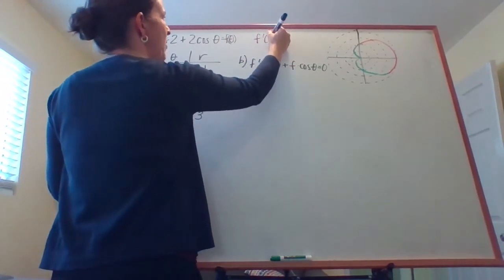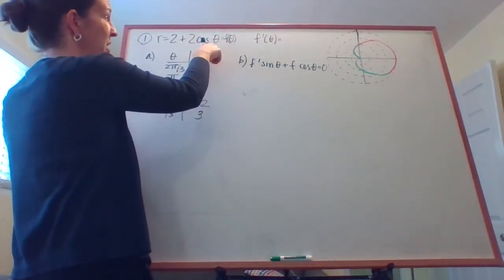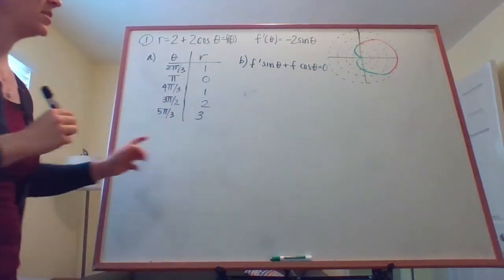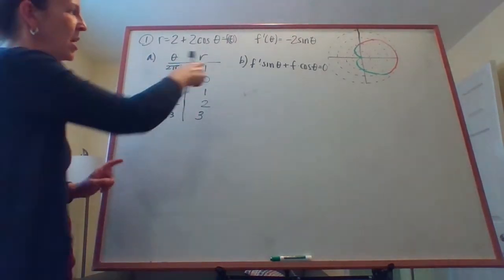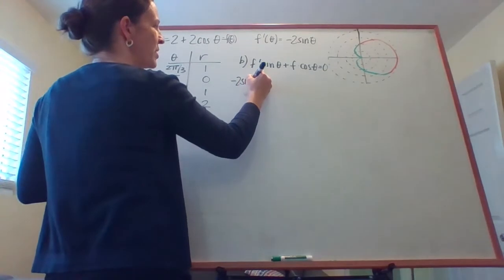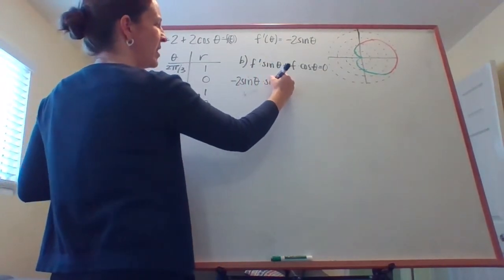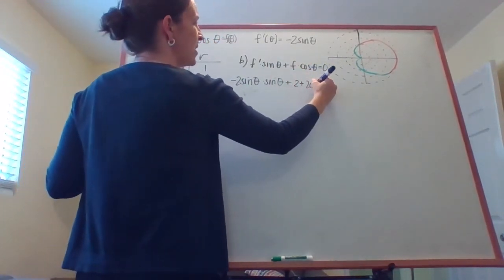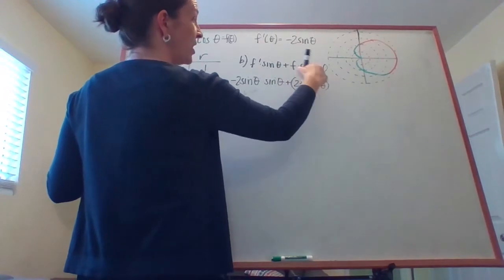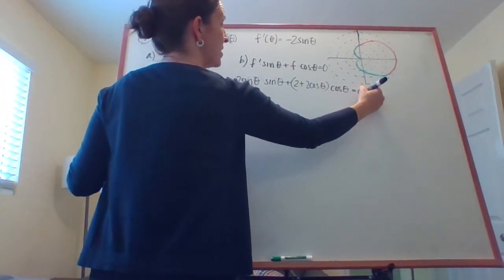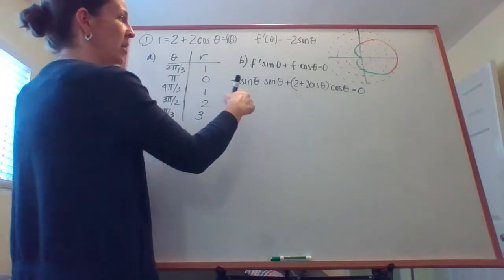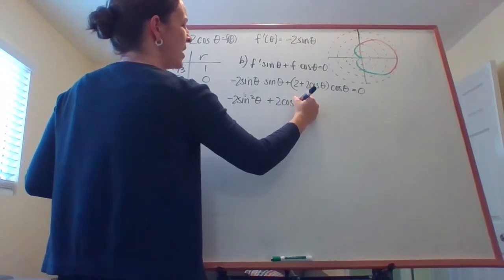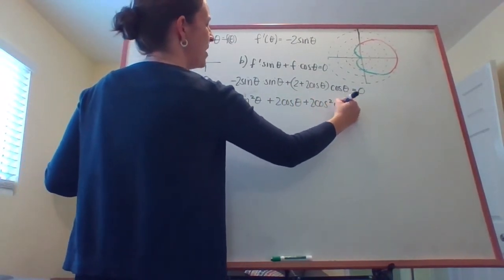So then my f prime of theta would be the derivative of 2 plus 2 cosine theta, which is negative 2 sine theta. Okay, so I'm going to need that in parts B and C. When I go to plug in, I end up with negative 2 sine theta times another sine theta plus f of theta was my 2 plus 2 cosine theta. Remember to put this in parentheses because you're going to need to distribute in the cosine. Okay, if I distribute here, I'm going to end up with a negative 2 sine squared plus 2 cosine theta plus 2 cosine squared theta is 0.